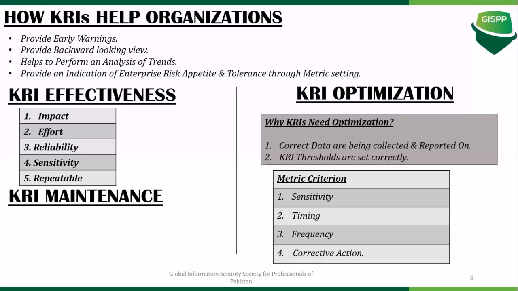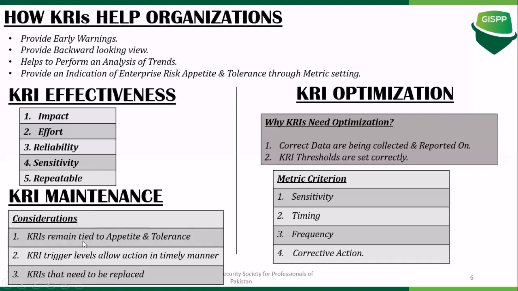So in this case, what are the considerations towards KRI maintenance? The first thing you need to make sure is that your KRIs are tied to your risk appetite and to your risk tolerance. The second thing is that your KRI trigger levels allow action in a timely manner. And the third consideration is that you also need to check which KRIs need to be replaced. Any KRIs that are no longer related to the risk appetite or the tolerance level need to be replaced, while any of those KRIs whose trigger levels are found to be out of alignment with the requirements of the organization need to be optimized.